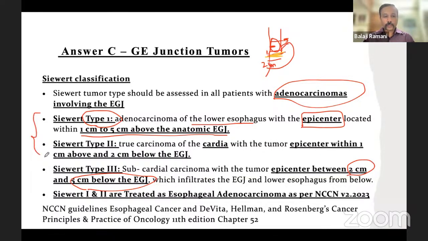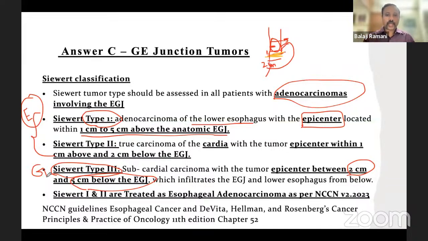Now, there is some confusion between DeVita and NCCN, but remember, my friends, follow only NCCN whenever there is a discrepancy. So how do you manage these OG junction tumors according to the Sievert classification? Type 1 and 2 are managed like an esophageal adenocarcinoma, and type 3 is the only one which will be managed as a gastric type.